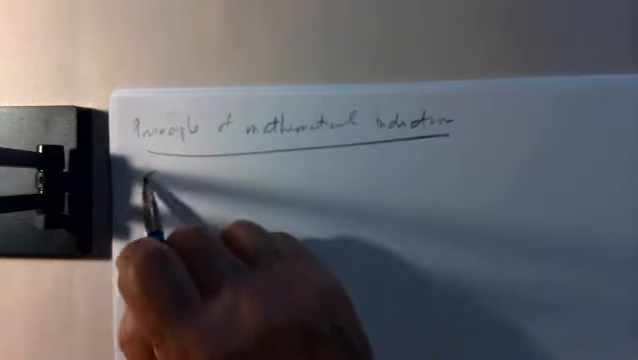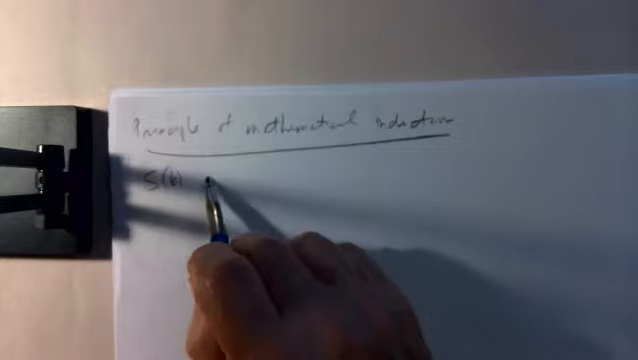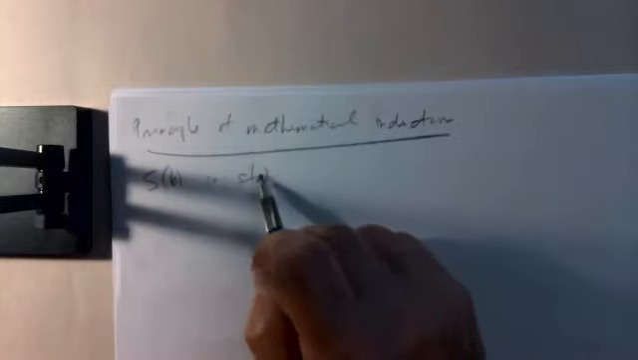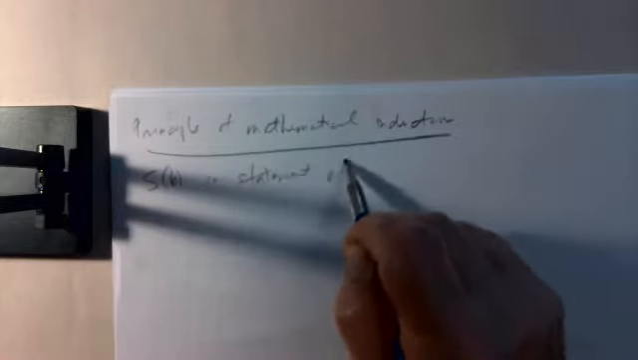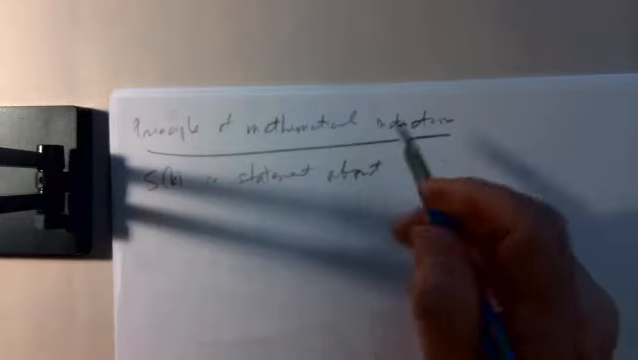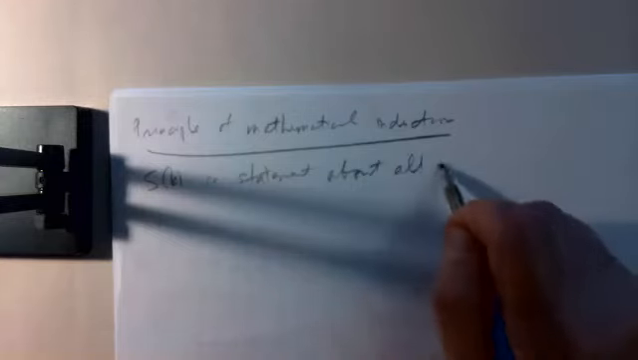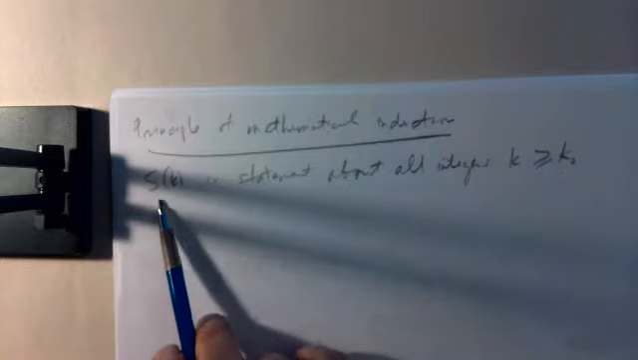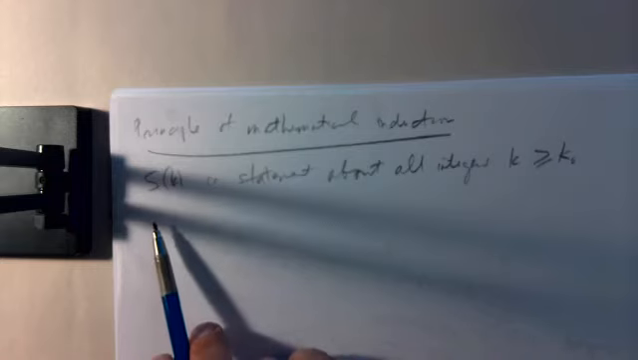So suppose S of k is some statement about all integers k from some point on, say greater than or equal to zero or greater than or equal to k naught. So this might be the statement that says k is even. It's just some statement about integers.